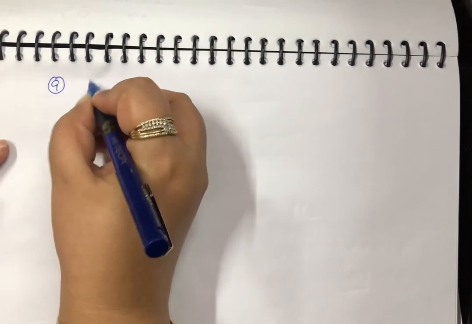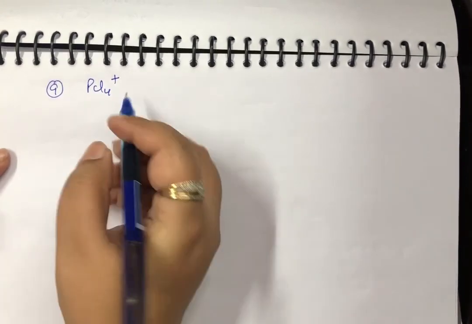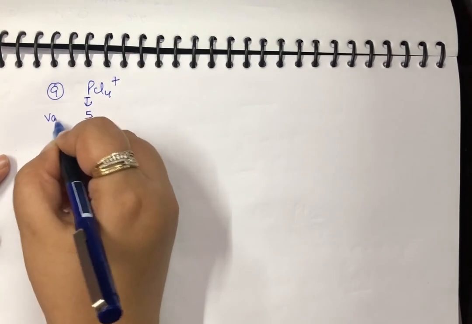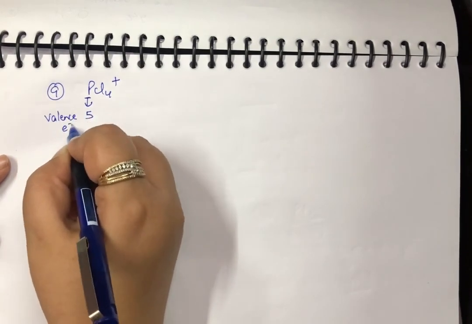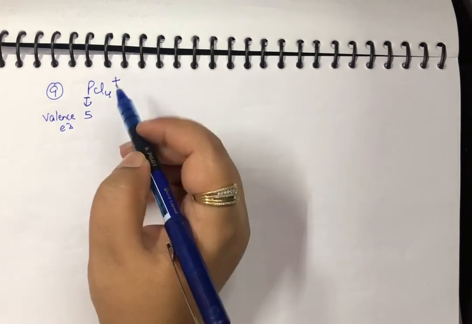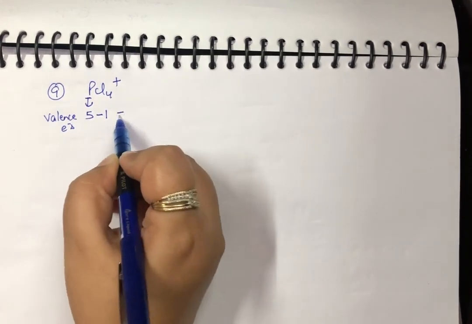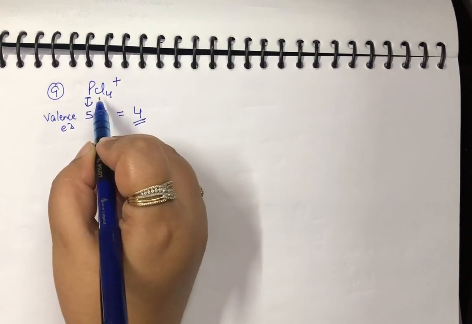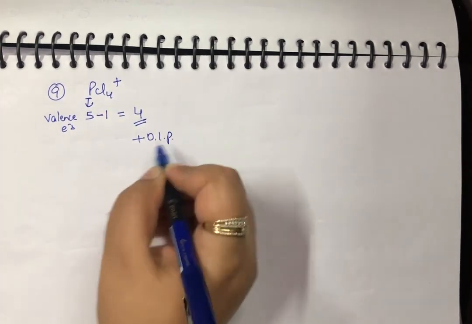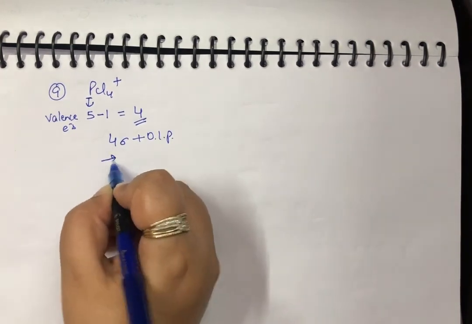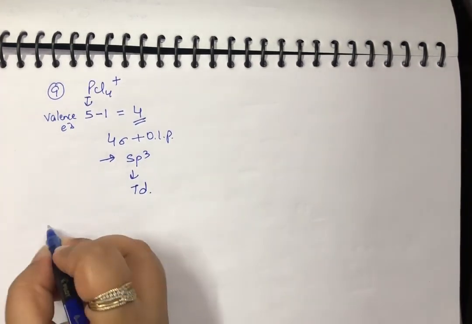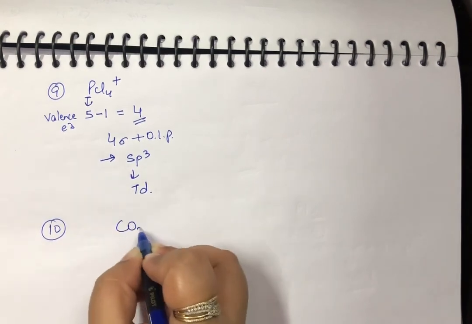The next example would be PCl4+. Now I know P is 2, 8, 5. The valence electrons are 5. And here it is a charged entity. So I told you to adjust the charge on the central atom only. So if I subtract it here, it would be 4. If it is 4, I have 4 chlorine, so I would be having no lone pair. So with no lone pair and 4 sigma, it turns out to be sp3, which is tetrahedral.